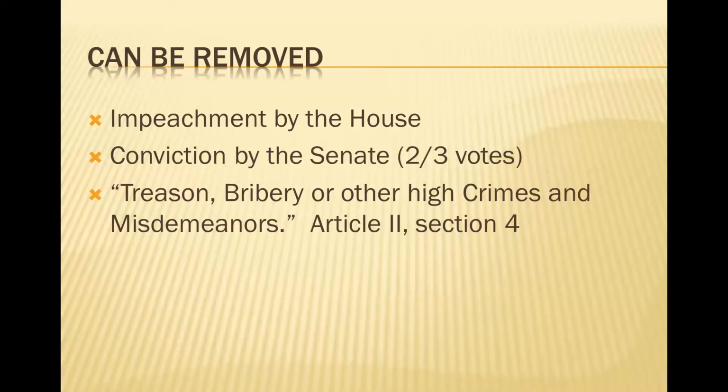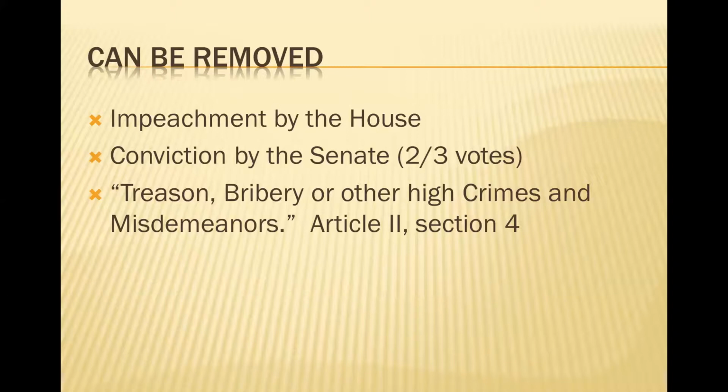And one check that the Congress has on the president is that the president can be removed from office by Congress. This is the impeachment process. In order to be impeached, the House of Representatives has to vote to impeach the president. That has actually happened quite rarely. Andrew Johnson was impeached. Bill Clinton was impeached. There was talk that Nixon would be impeached when he resigned in 1974. So it really doesn't happen very often.